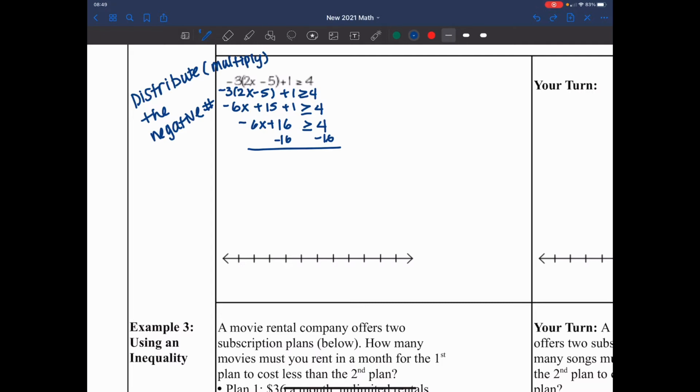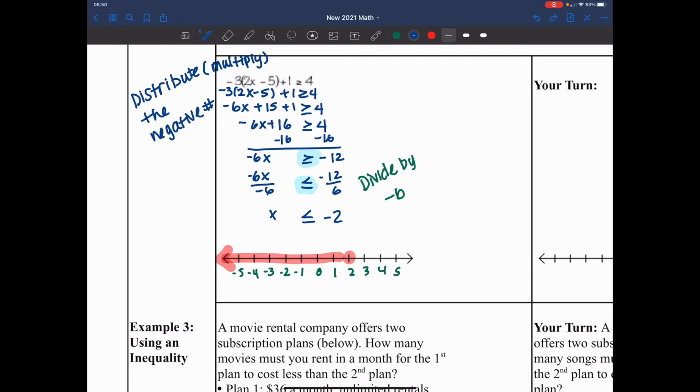So I'm going to subtract 16 from both sides because I want to get x on its own. And then I'm going to have negative 6x is greater than or equal to negative 12. So right here, I'm going to divide by negative 6. So when I divide by negative 6, I'm going to change the direction of my inequality. So negative 6x divided by negative 6 is less than or equal to negative 12 divided by negative 6, which is x is less than or equal to negative 2. So when I graph that, I'm going to graph everything to the left of negative 2.